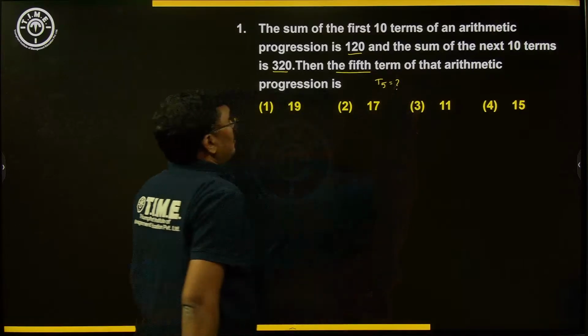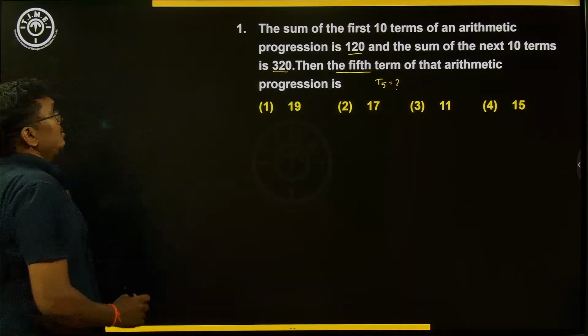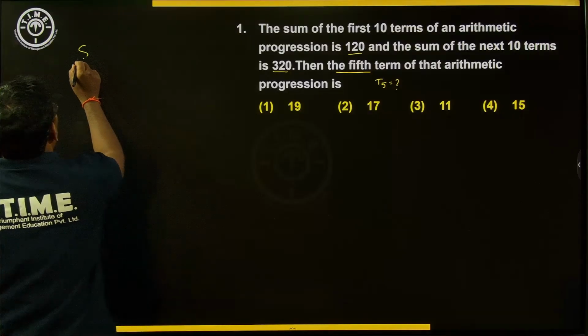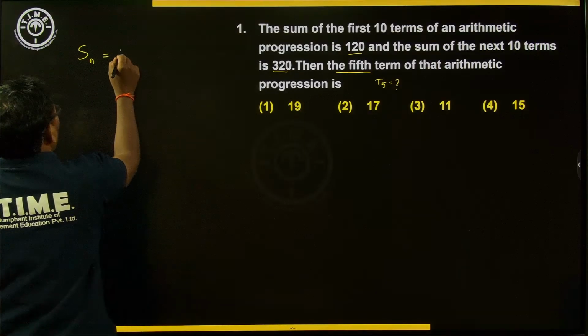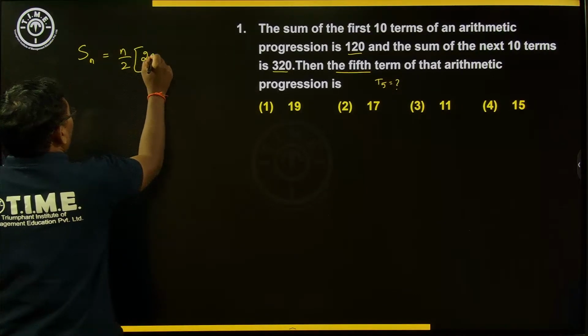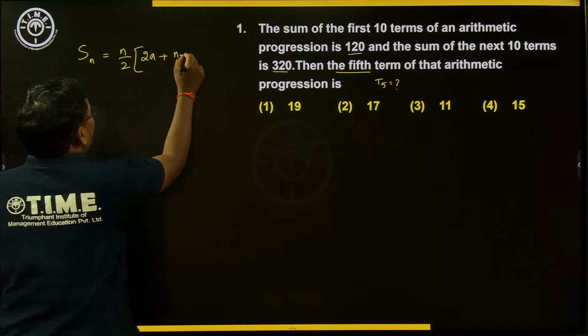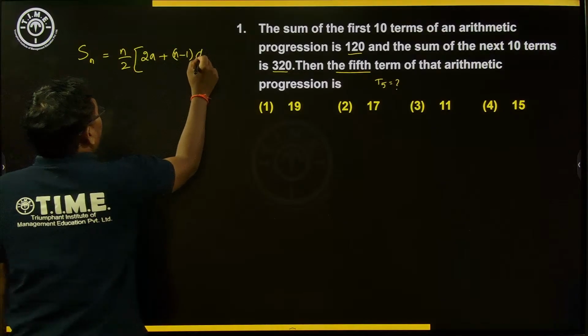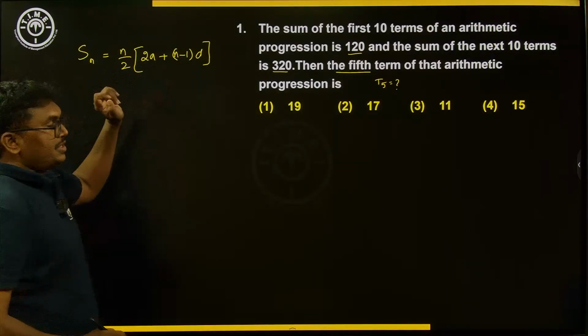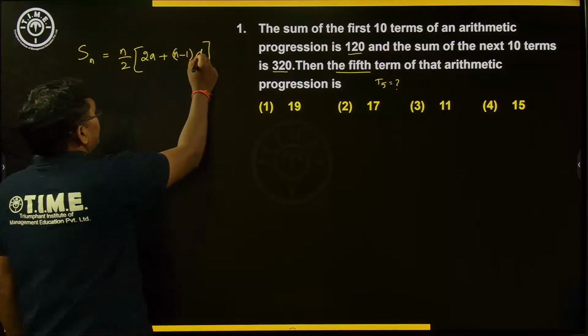Right? So what data is given? Sum of 10 terms. So what is the sum of n terms formula? Sn is equal to n by 2 into 2a plus n minus 1 into d. So here n is the number of terms, a is the first term, d is the common difference.